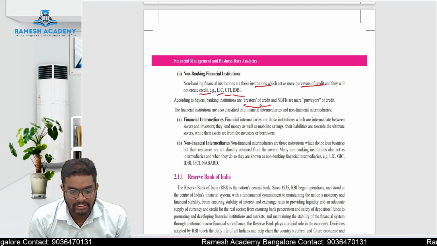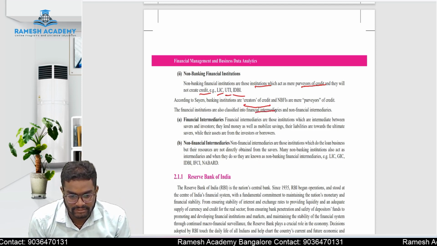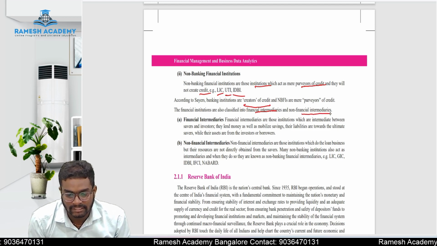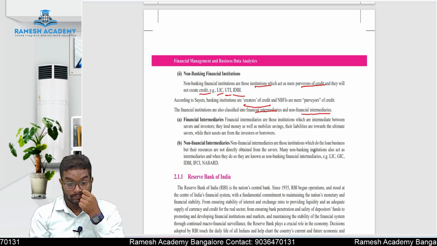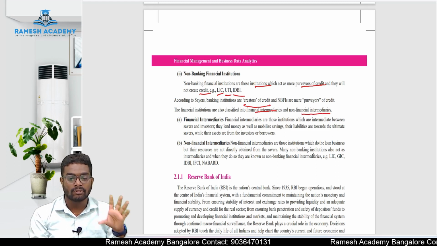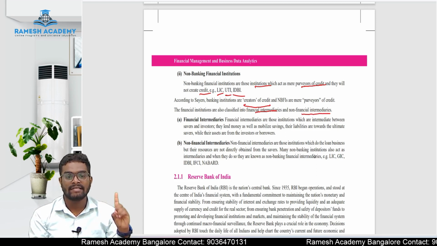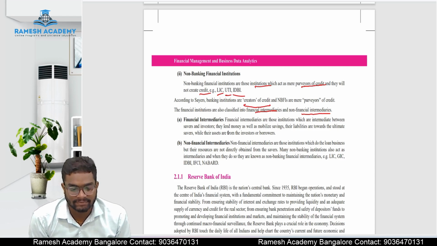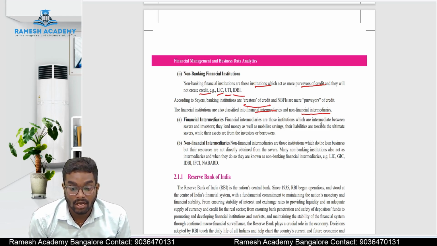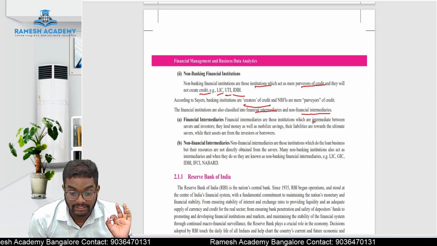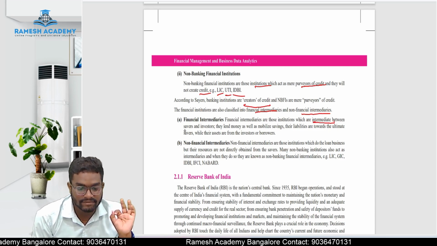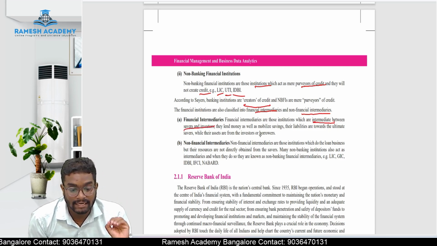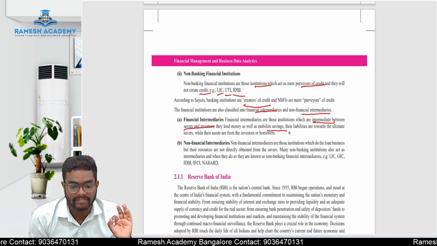The financial institutions are classified into financial intermediaries and non-financial intermediaries. So there are basically two classifications here. One is the financial intermediaries and the other is the non-financial intermediaries. We will see what the financial intermediaries are. Financial intermediaries are those institutions which intermediate between savers and investors. They lend money as well as mobilize savings.